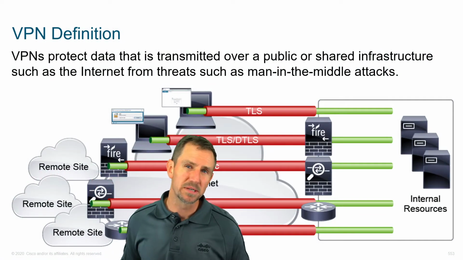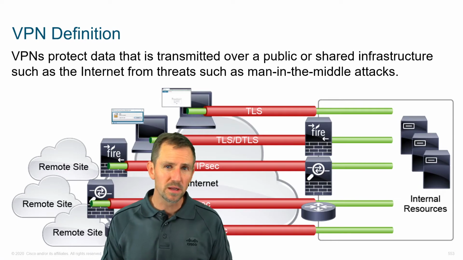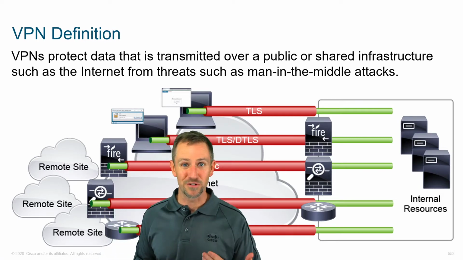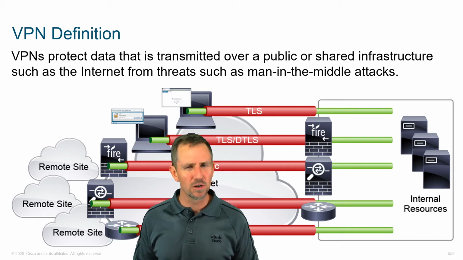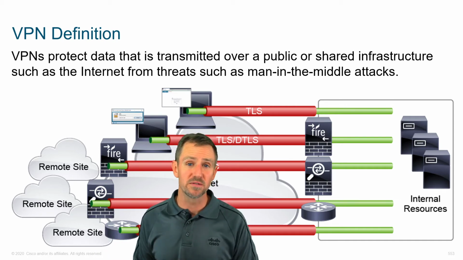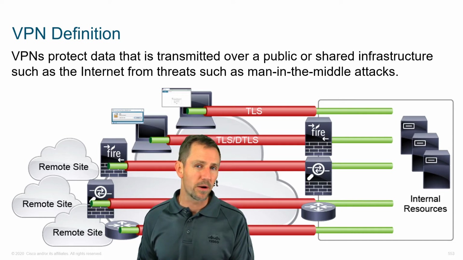I'd like to take a moment to discuss some of the different types of VPNs that we've got. Historically, VPNs were first constructed, at least when I first saw them, site-to-site using IPsec. IPsec is a standard, so it would work between Cisco and third-party devices. This started to get a little bit tricky when we wanted to do remote access.